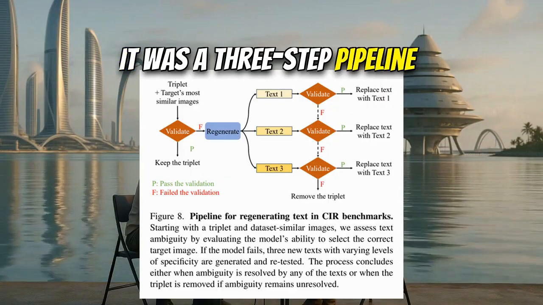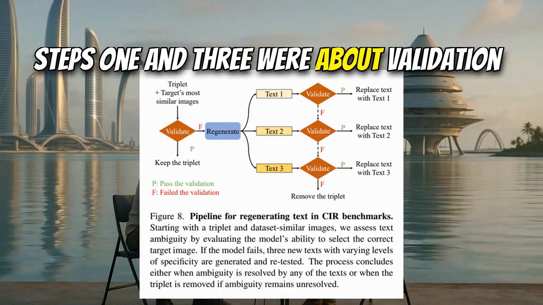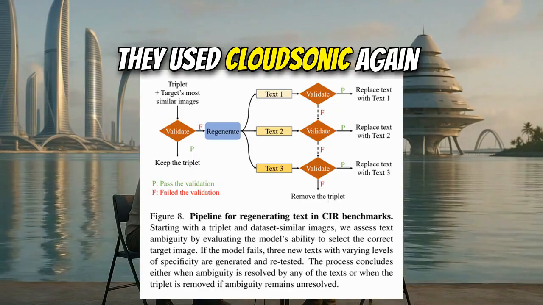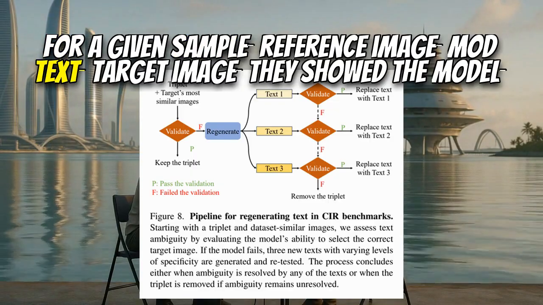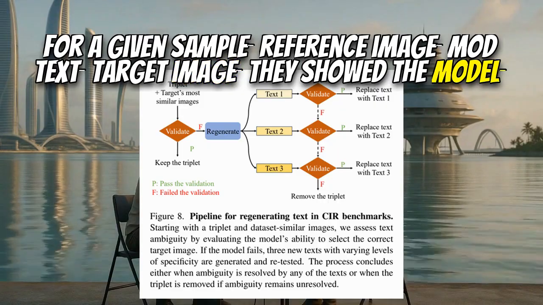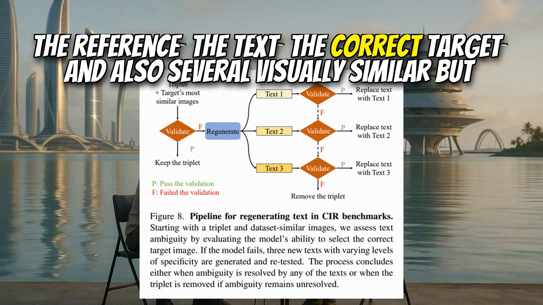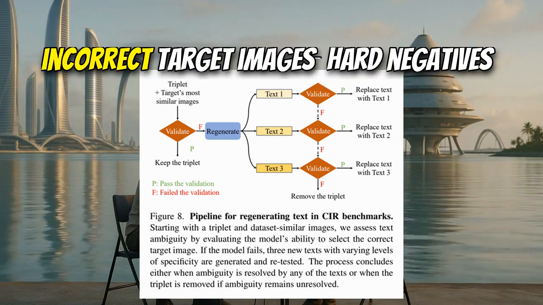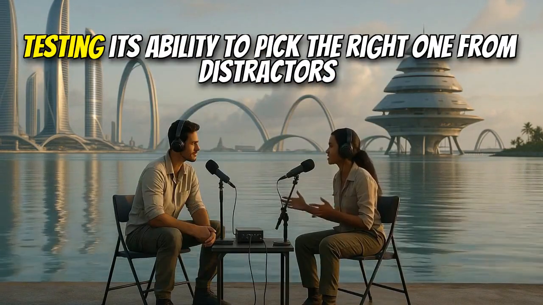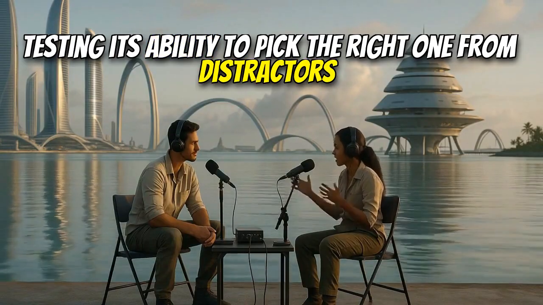It was a three-step pipeline. Steps 1 and 3 were about validation. They used Claude Sonnet again. For a given sample, reference image, mod text, target image, they showed the model the reference, the text, the correct target, and also several visually similar but incorrect target images, hard negatives. Testing its ability to pick the right one from distractors.